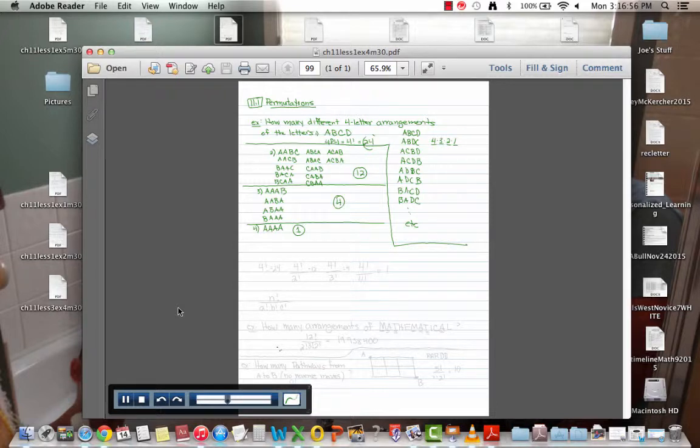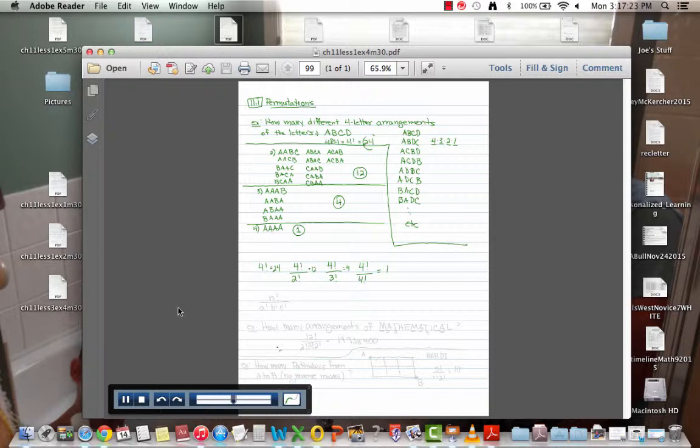As I said, the first one, when the letters were all different, the answer was 4 factorial. As soon as I had 2 repeated letters, we had 4 factorial divided by 2 factorial. When we had 3 repeated letters, we had 4 factorial over 3 factorial. And finally, the last silly example, we had 4 repeated letters, 4 factorial over 4 factorial, which gives us our answers of 1, of 4, of 12, and of 24.